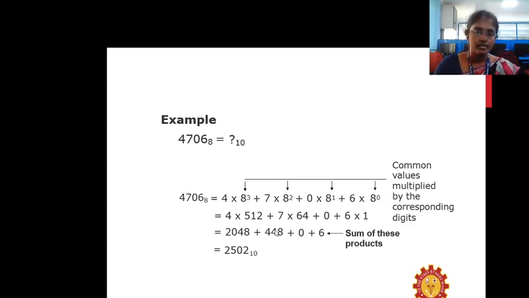Then after processing we have to take the values. Then what we have to do is sum the products. These are the product values, then we take the sum. This is the value, that is 250, the equivalent decimal number for this octal number. So now we have converted the given octal number into a decimal number, so the base is 10.